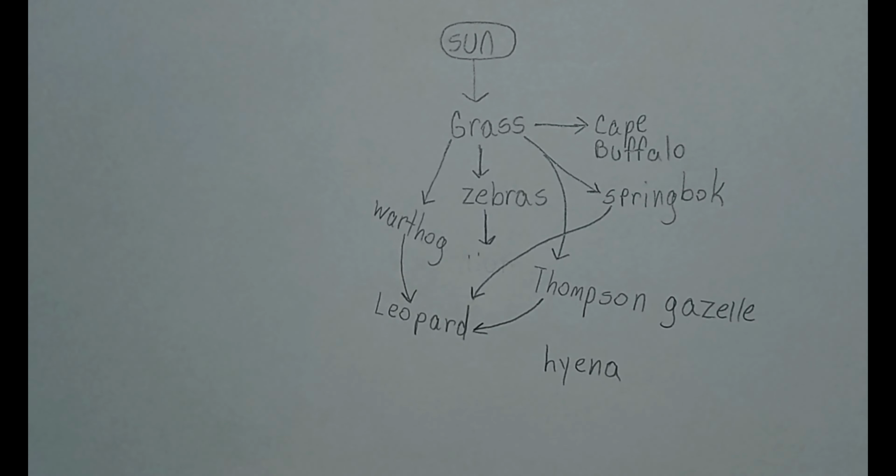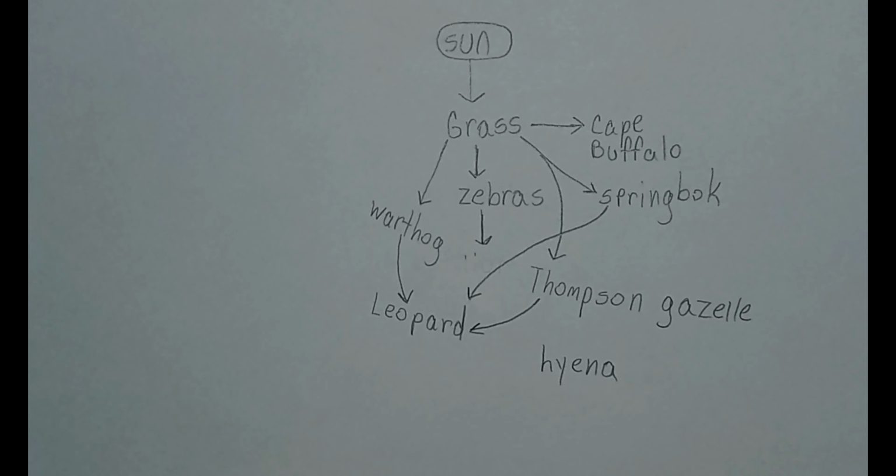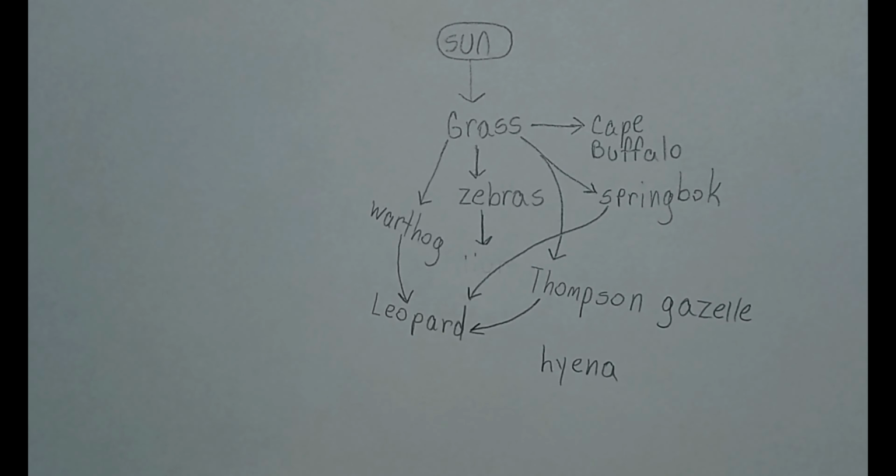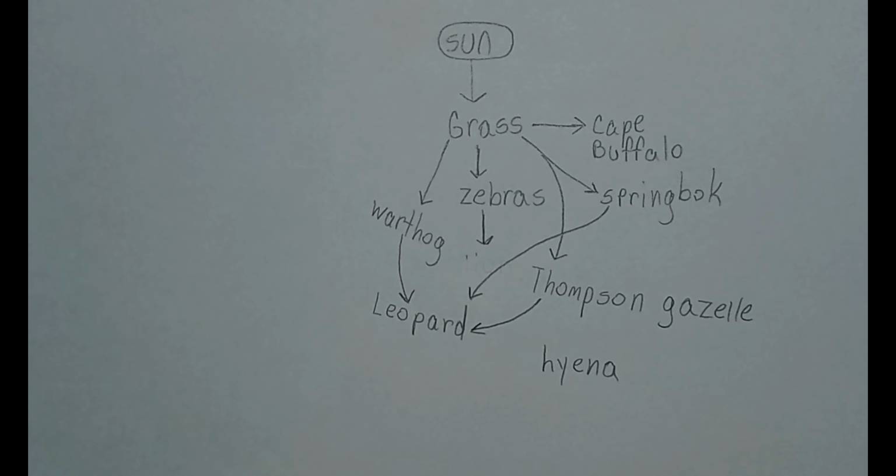So yeah, that's a little bit of an introduction into food webs. I think the next thing we're going to do is we're actually going to look at a food pyramid and a food chain, which is different from the big picture that we just got done looking at.